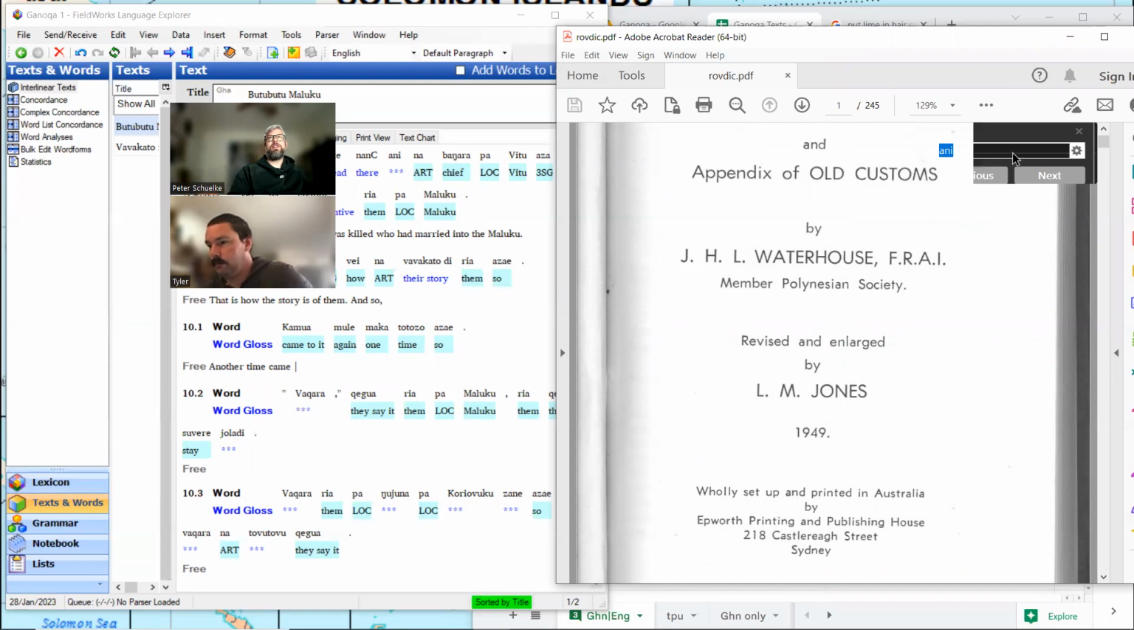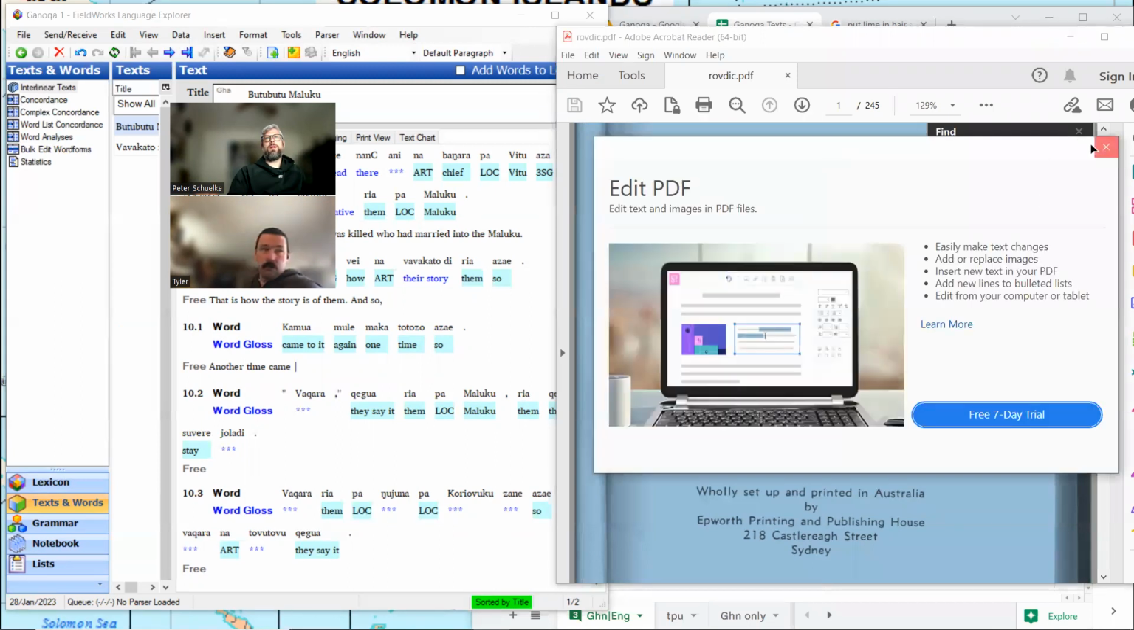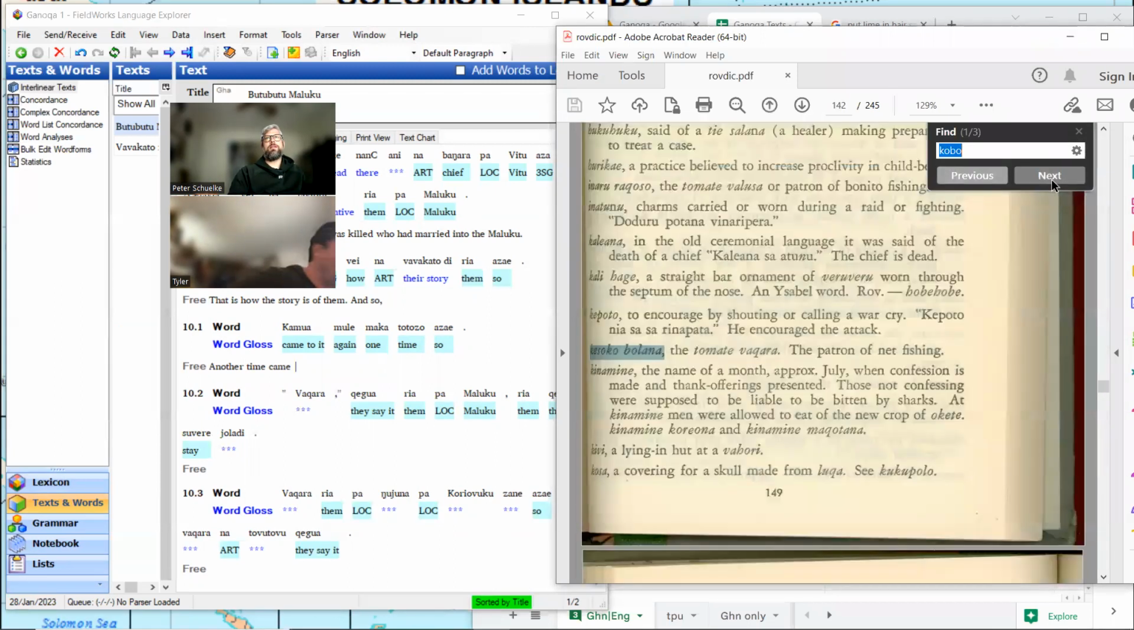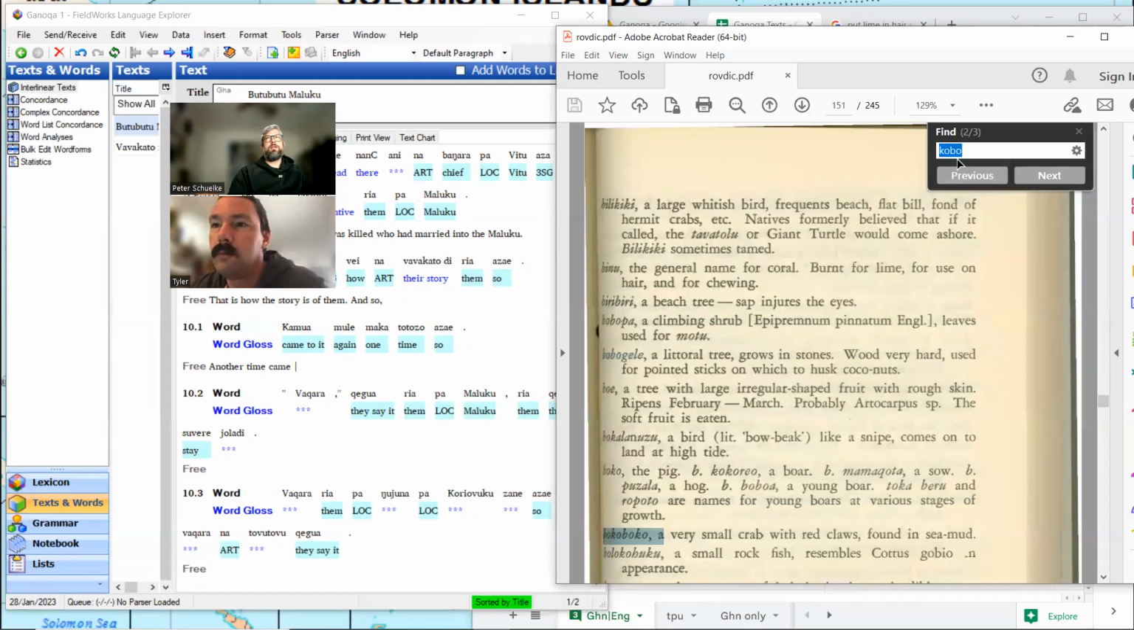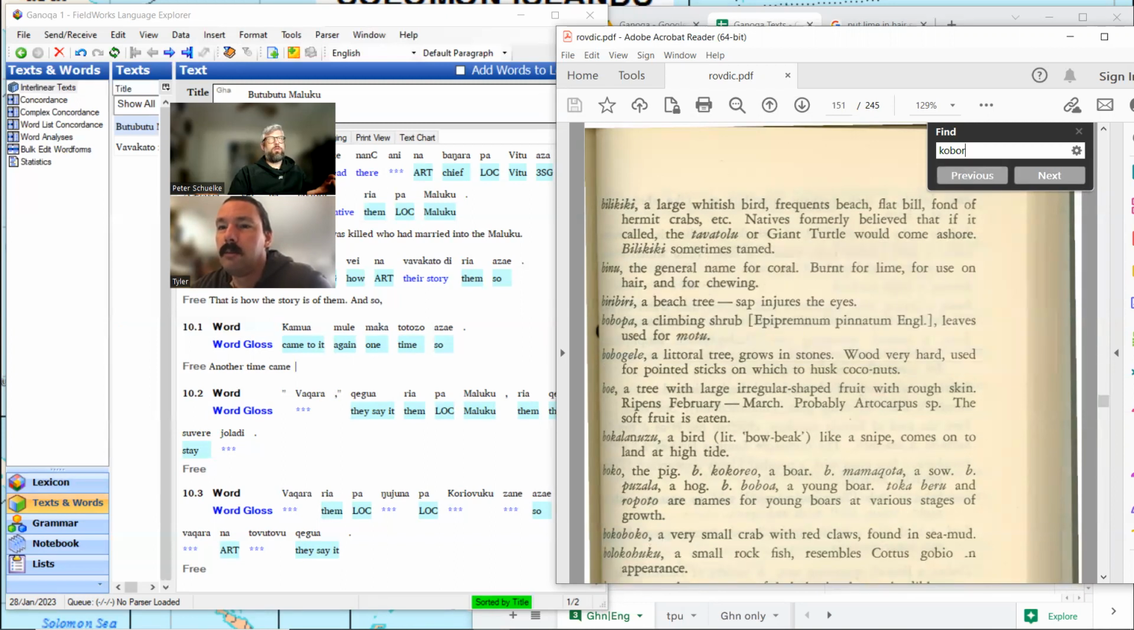We got the Roviana dictionary up. What is going on here? No, I don't want to edit that. Kombor. Very small crab. Komboro.